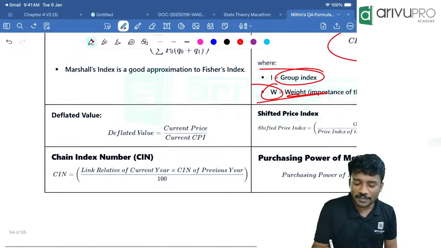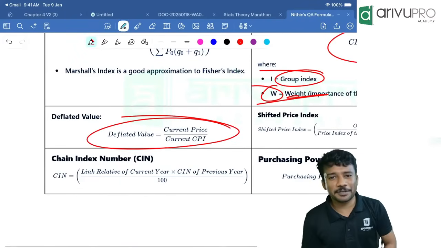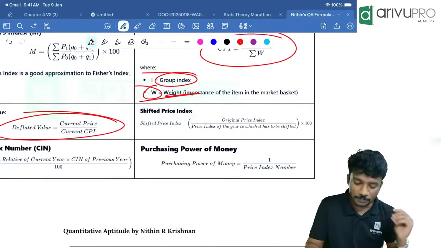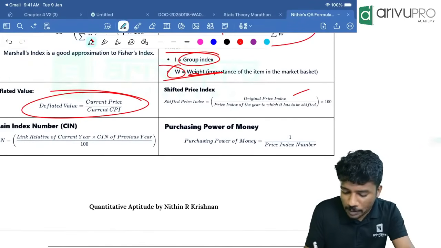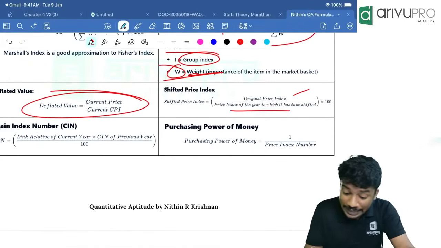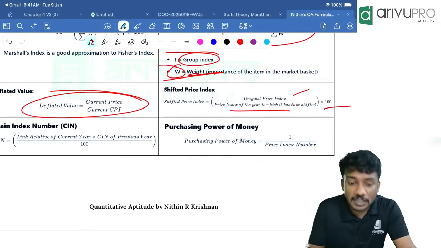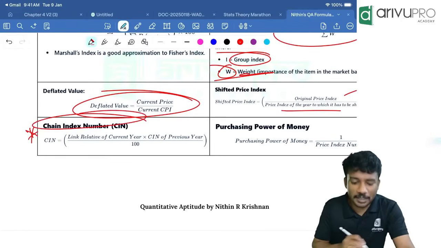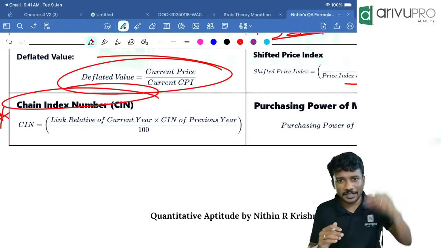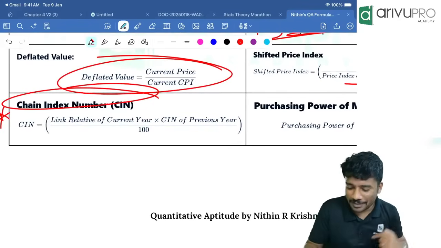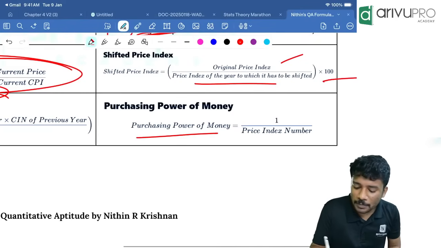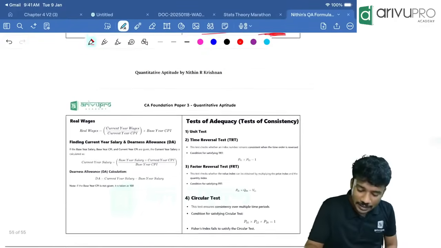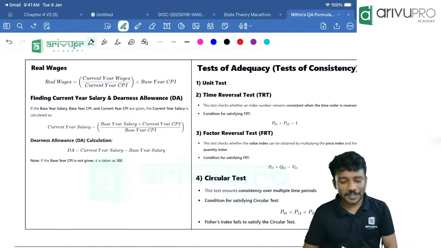Then people, deflated value is nothing but current price divided by current CPI. They can directly ask you the formula. Okay. Then shifted price index is original price index divided by price index of the year to which we have to shift into 100. Then previous year May attempt question: chain index formula is what? The link relative of current year into chain index of the previous year divided by 100. Then purchasing power of money is inversely proportional to what? The price index number.